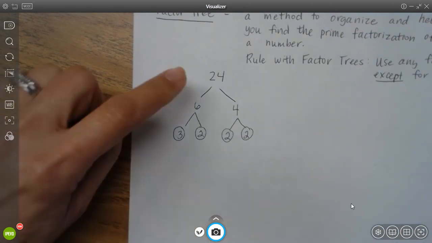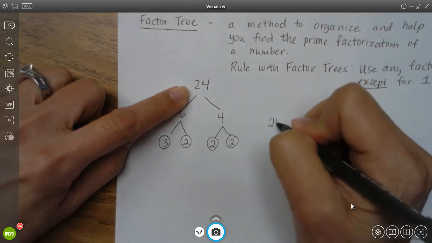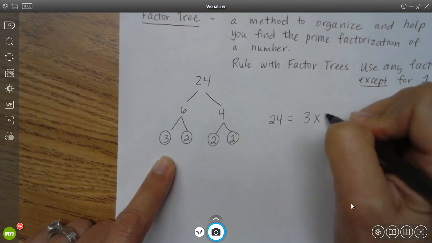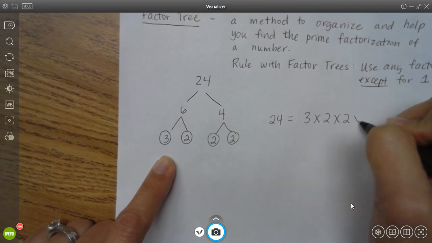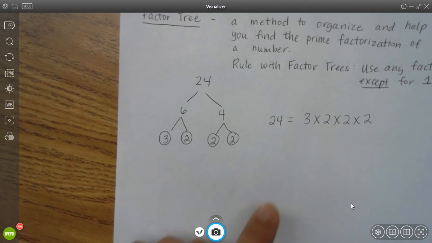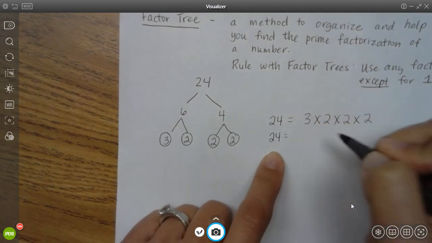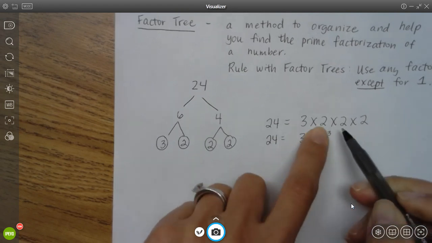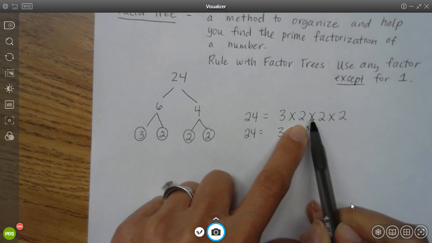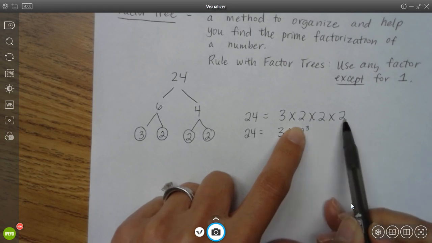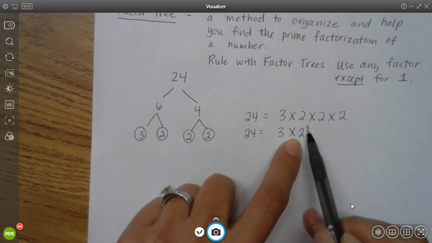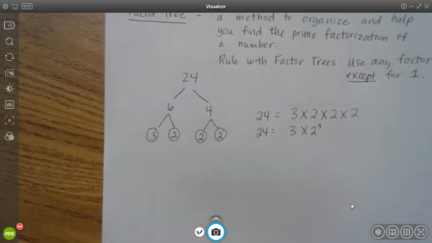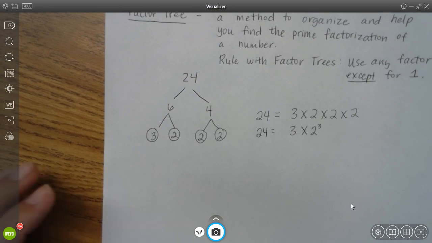So what is the prime factorization of 24? If I were to rewrite this, I would say the prime factorization is 3 times 2 times 2 times 2. Okay, another way I can say that is I could say 3 times 2 cubed, or to the 3rd power. Remember when we were talking about exponents? 2 multiplied by itself 3 times, right? This means the same thing. It's the same expression. But there you go. There's the prime factorization.